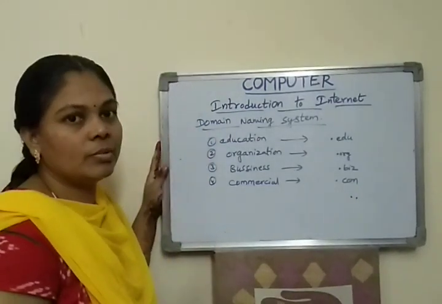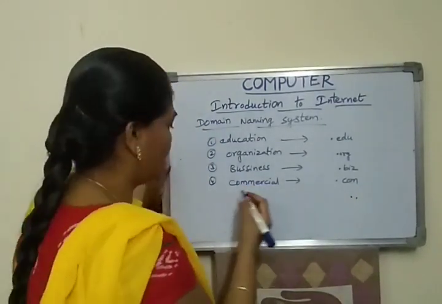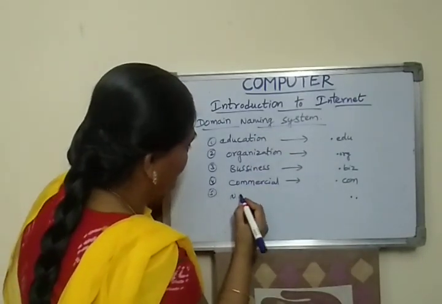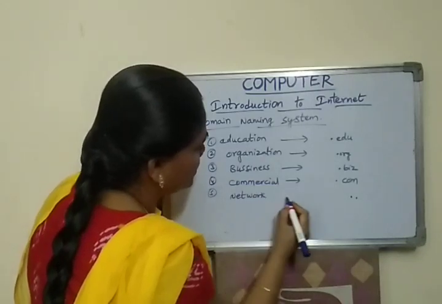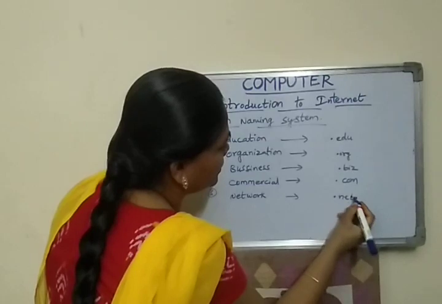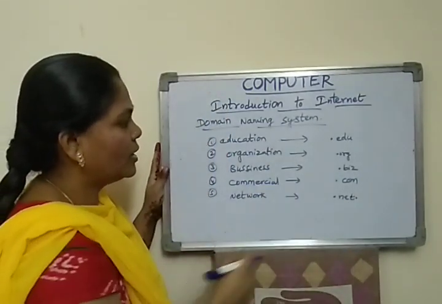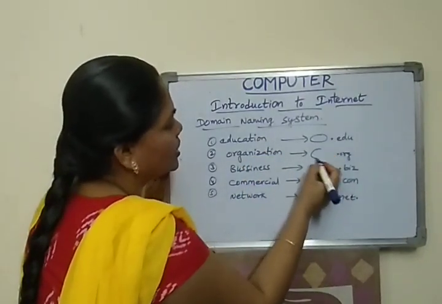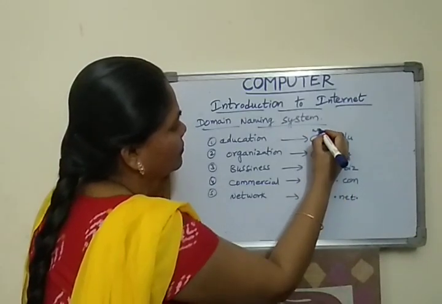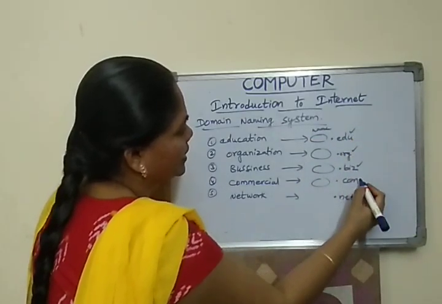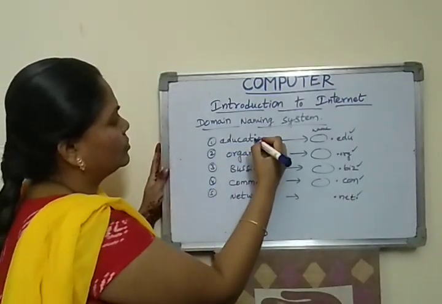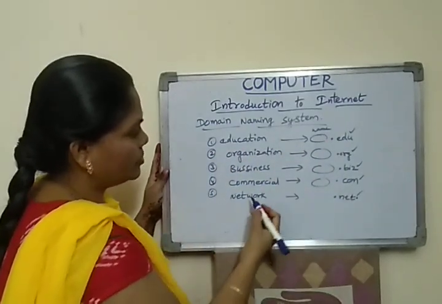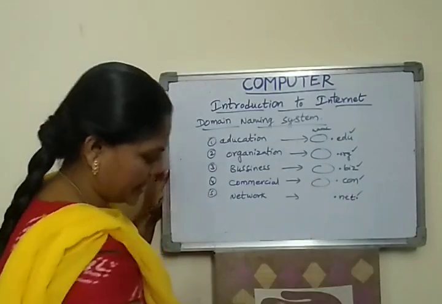For example, www.peoplesprogresstrust.com, so it is commercial. Next one, network. If it is any network, they will give .net. These are the extensions given in the domain naming service. Here the domain name you can give anything, and the extension is provided based on these systems: if it is educational, .edu; organization, .org; business, .biz; commercial, .com; network, .net.